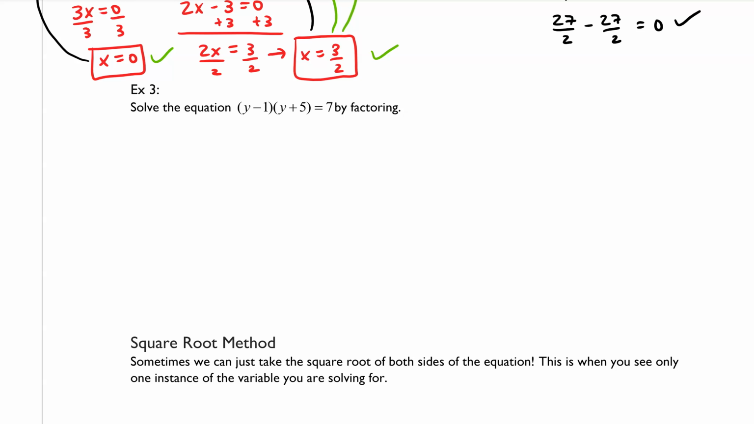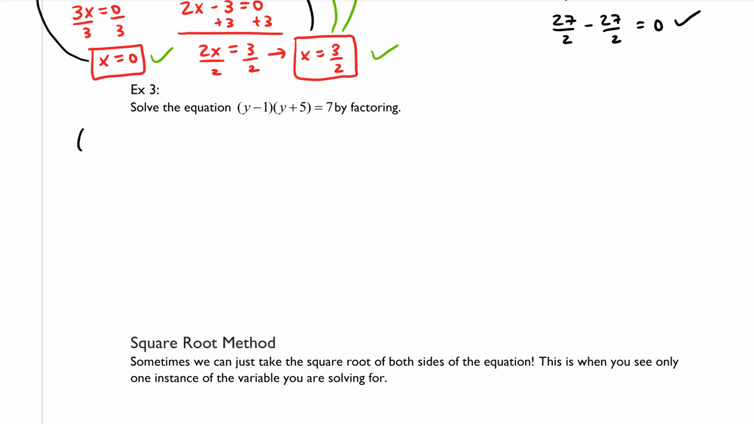It says, solve the equation (y minus 1)(y plus 5) equals 7 by factoring. Now, you might be asking yourself, Mr. Kwan, can I set both of these terms equal to 7 and solve it that way? And the answer is no, because it's not called the 7 product property, it's called the 0 product property. So we need it to be equal to 0.